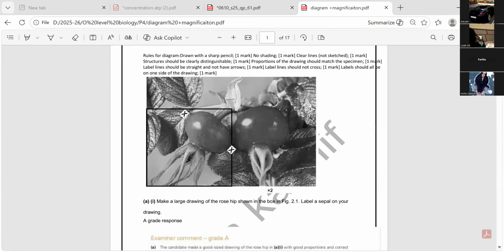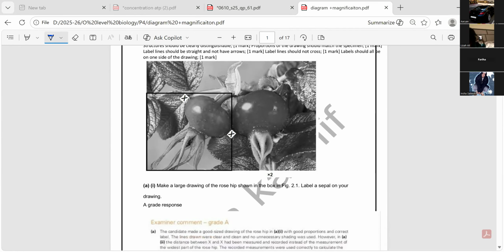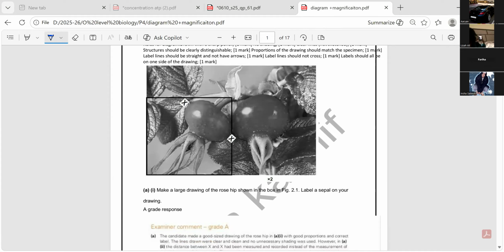Okay, how to solve the magnification question. In the magnification question, there are 2 to 3 different types of magnification questions. What is the formula for magnification? Just to remember it, Mia. Magnification is equal to I divided by A.